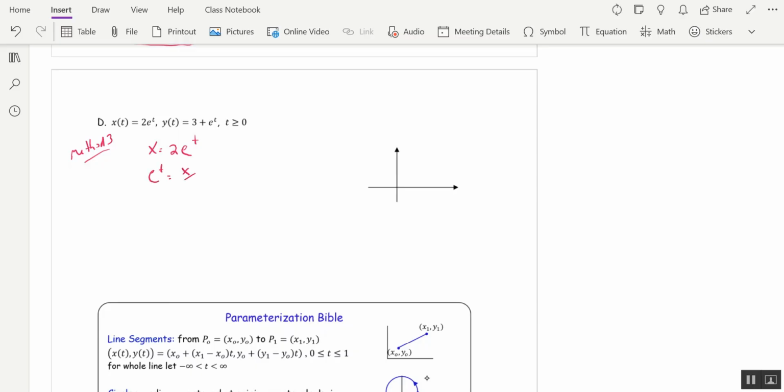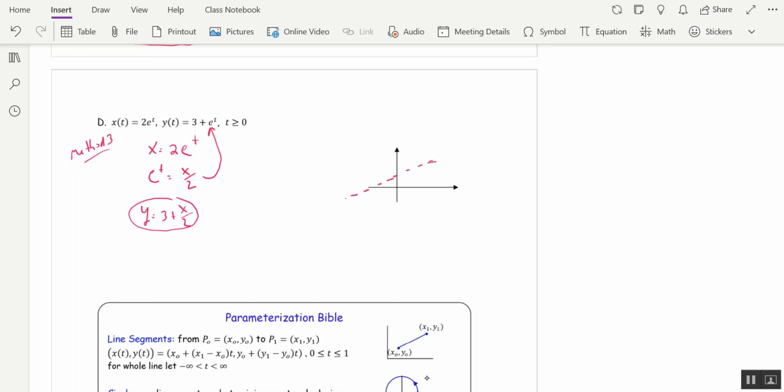is x over 2. Rather than solving all the way for t, let's just stop there and plug that into this equation here, y equals 3 plus x over 2. And there you go. It's a line of slope 1/2 passing through 3 on the y-axis. So it looks something like this.